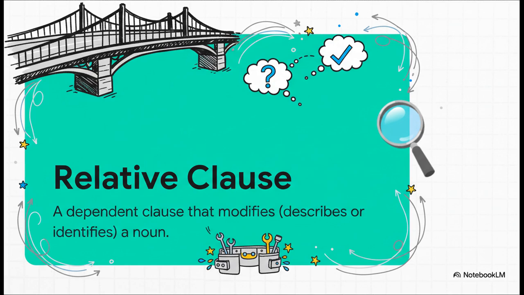Okay, so the specific kind of dependent clause we're zeroing in on is called a relative clause. Its entire job in life is to add more information about a noun. It either describes it or it helps you identify which one you're talking about. Yeah, you can totally think of it like a little precision tool for your sentences.